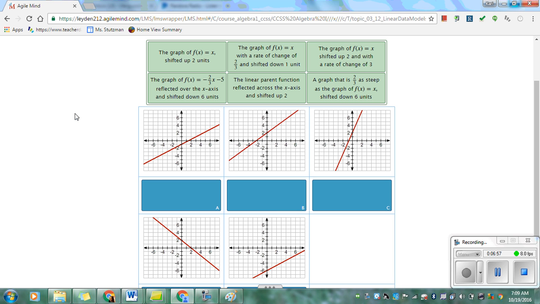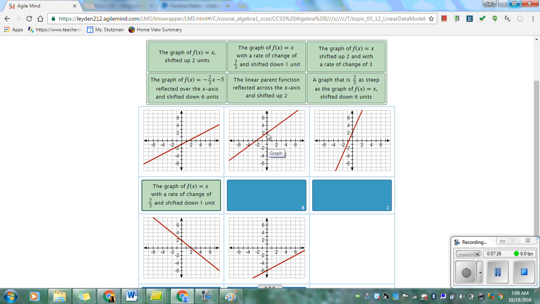So looking at the very first graph, I can see that this graph, if it started at 0, it shifted 1 unit down. So I want to first look for that option, which is going to be right here. And then check your slope. It has a rate of change of 2/3, which means I went up 1, 2 over 1, 2, 3. Perfect.